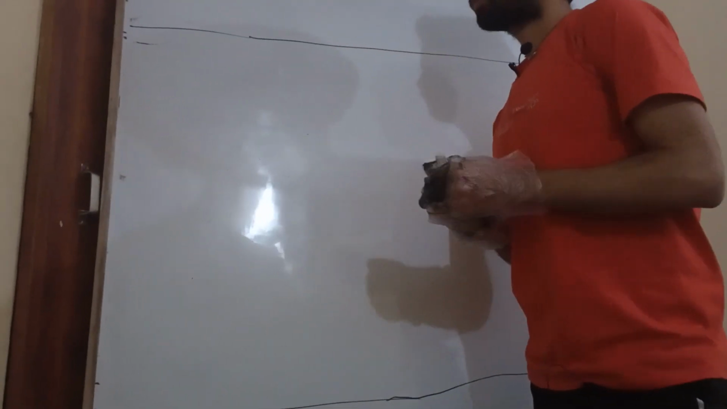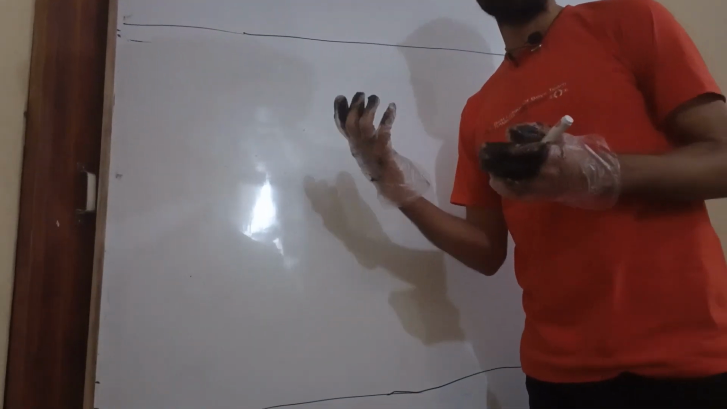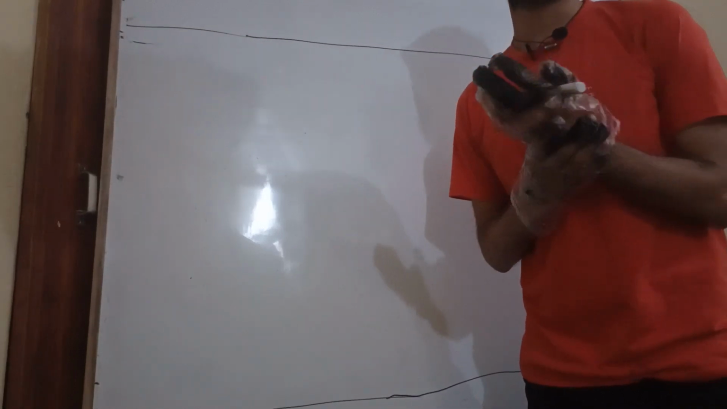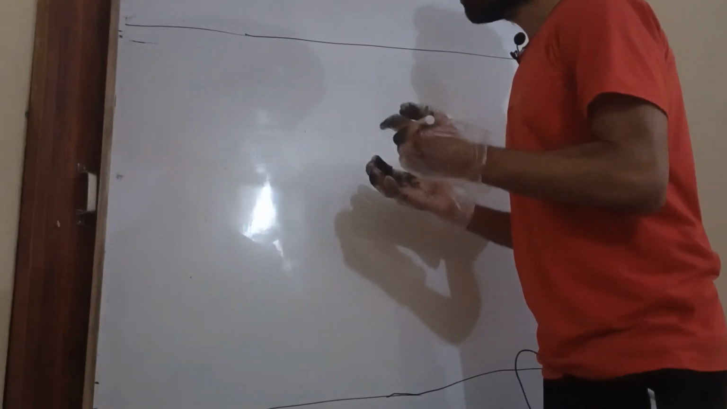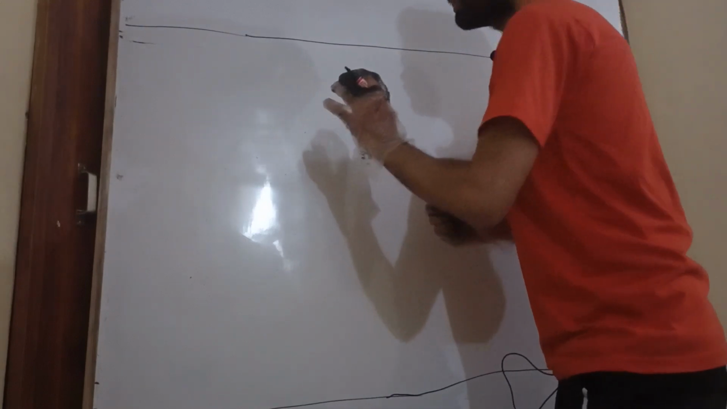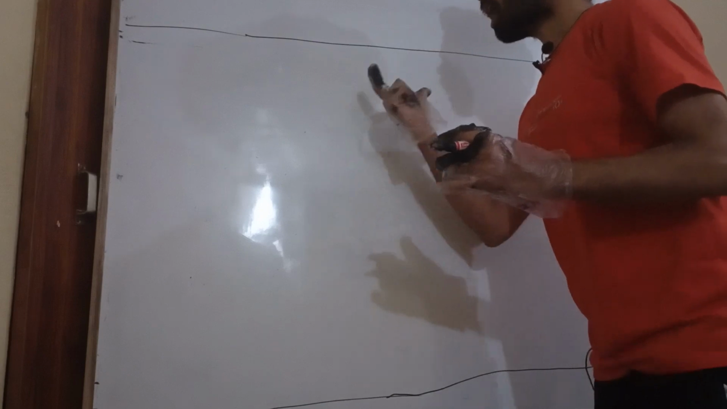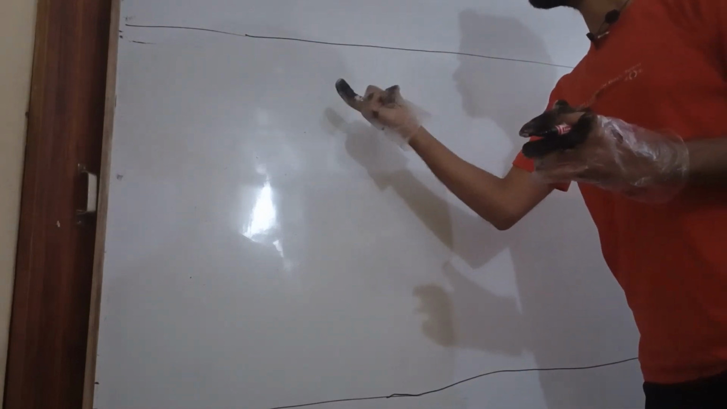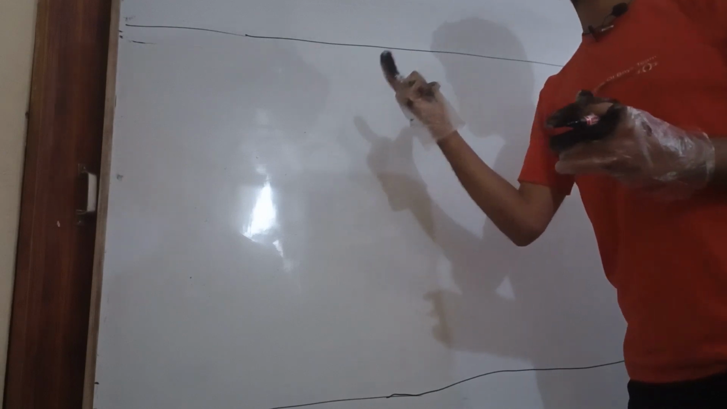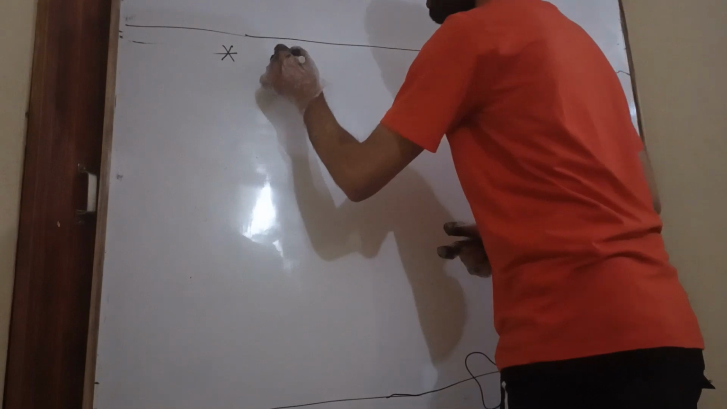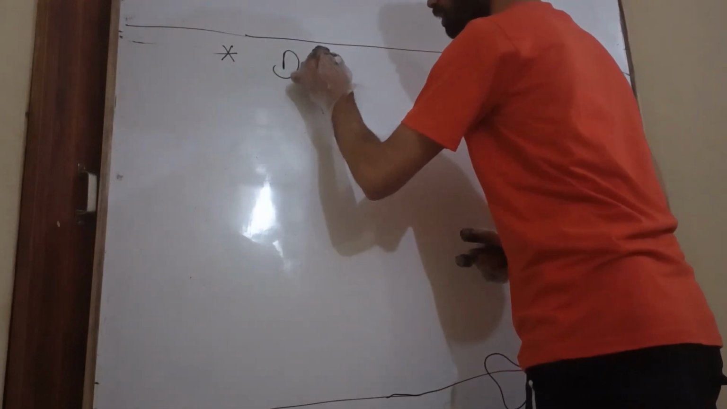So today we are going to discuss the PN junction diode. In the PN junction diode, we are going to see the depletion region, and how the depletion region forms across the P and N junction. So today's topic is about the depletion region.